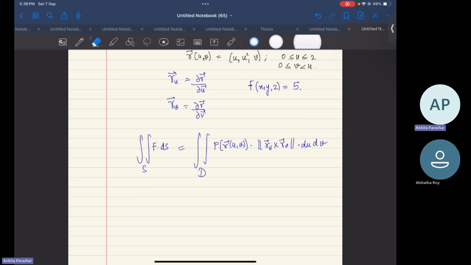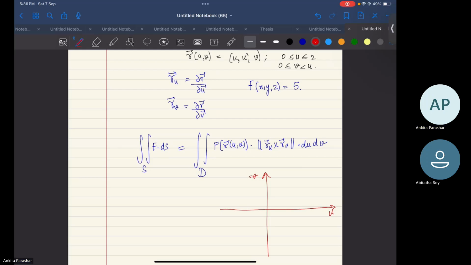Okay, let's look at the domain first. What is the domain here? You are in the UV plane. Let me write, this is my u, this is my v. So v is from 0 to u. Can we draw this?